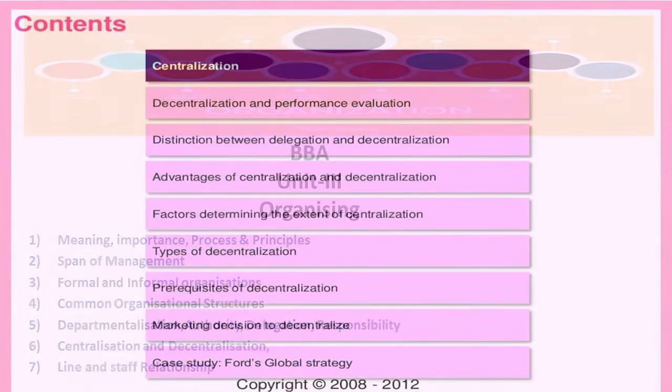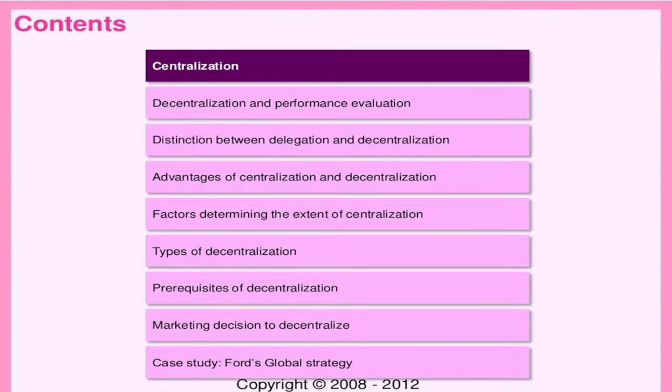Okay. Now we will understand the concepts covered in this video: what is centralization and decentralization and how performance will be evaluated, the distinction between delegation and decentralization, advantages of centralization and decentralization, what are the factors that determine the extent of centralization, types of decentralization, prerequisites, making decisions in decentralization, and a case study explained by taking the example of the food industry.